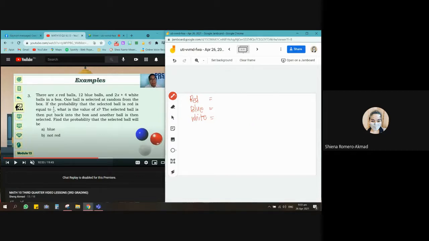Ilan po yung red? Ilan po yung red natin? Bayan nga natin yung kulay. Baka sabihin nyo, para-pareho namang red yan, ma'am. Ilan po yung red natin? X po. X.